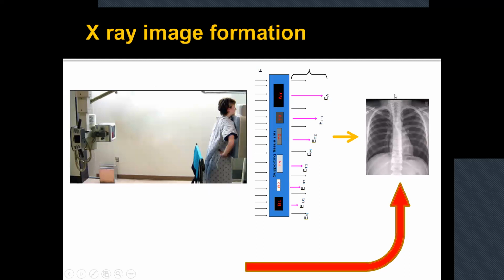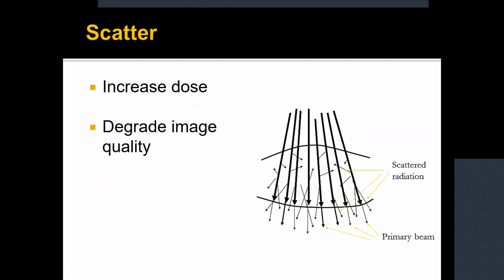All right, so here we have, for example, bones. They're absorbing a lot of energy, whilst, for example, the air inside the lungs hardly absorbs any energy at all. And the screen will collect that and produce the image.